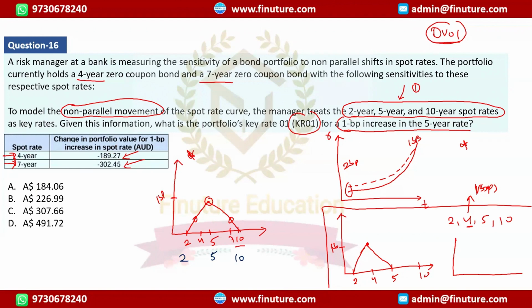You are just told that your 5-year rate changes by 1 basis point. But what is my change at 4 year and 7 year? Because I have been given these sensitivities. I have not been given the 5-year sensitivity. If I were given the 5-year sensitivity, I could directly multiply that by 1 and get an answer. But in this case, I have been given the 4 and 7 year sensitivity, right? So I have to calculate, if my 5-year rate changes by 1 basis point, what is the change at 4 and 7 years? Can anyone think what it can be?